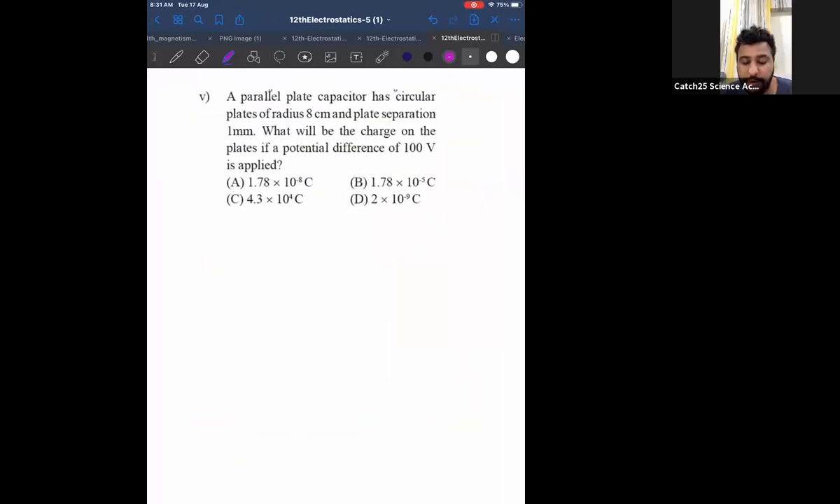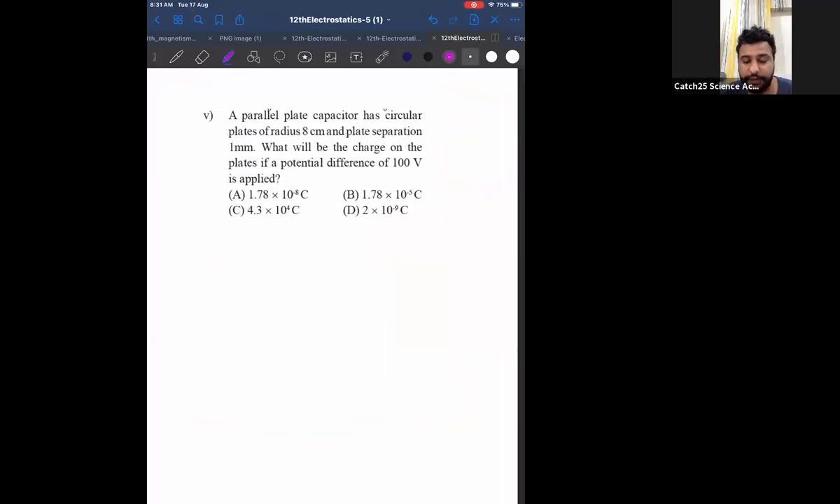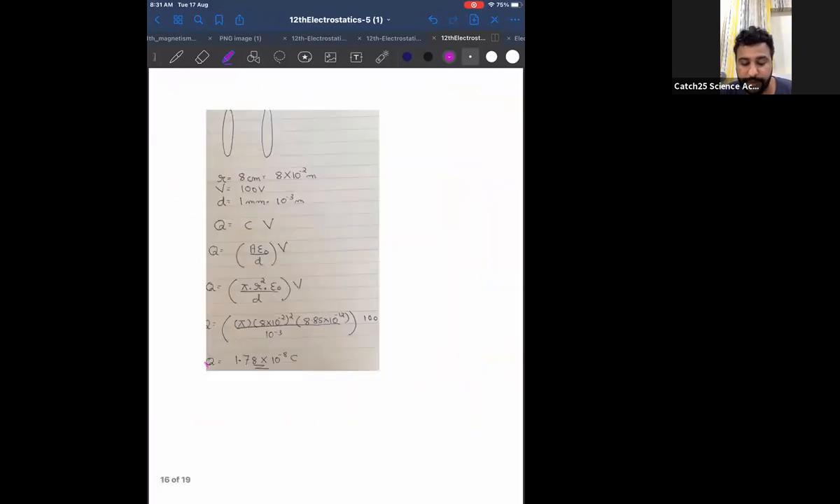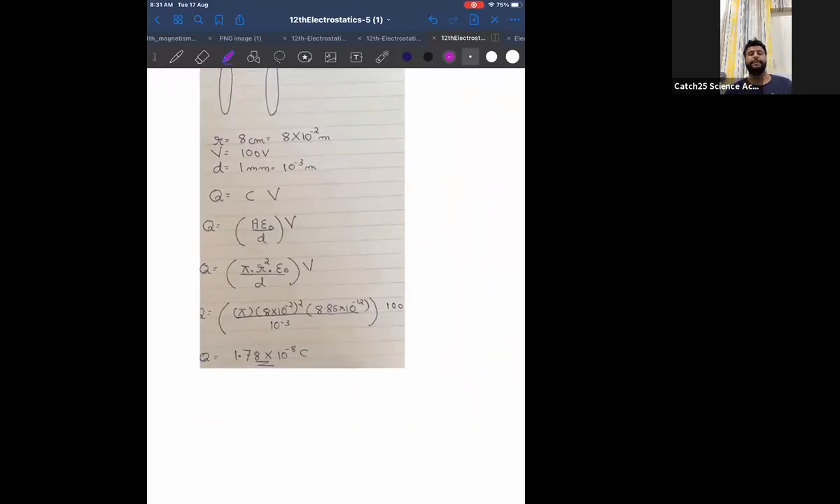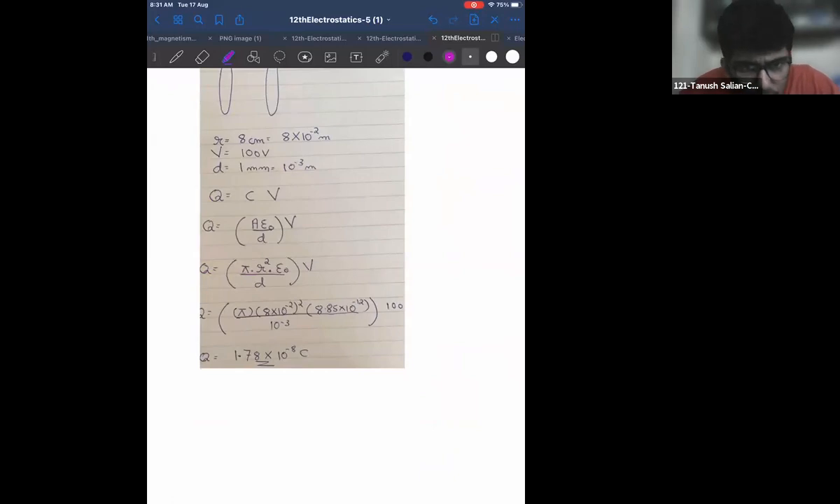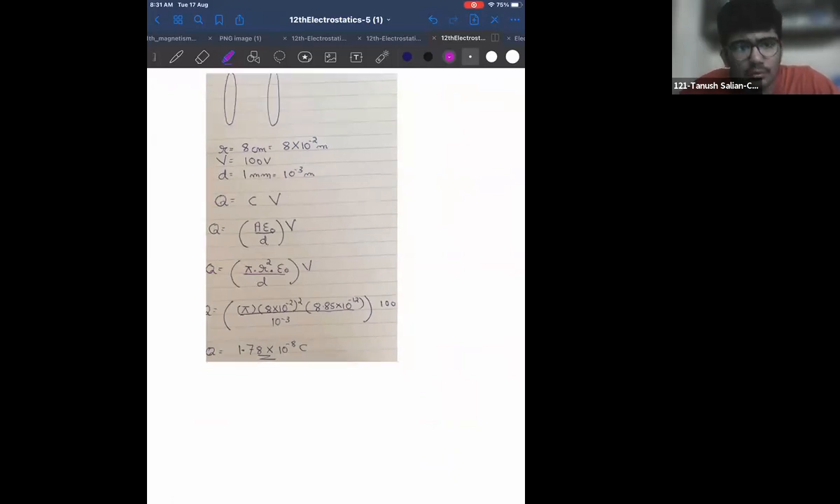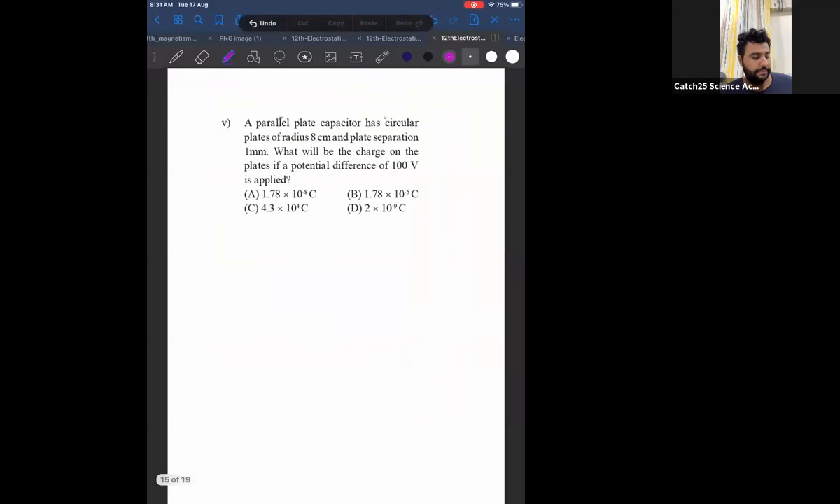This we have done in one of the classes. Check. I think last class itself. Parallel plate capacitor, and we did this. Correct? Check. Yes, sir. So can you show the question? This is the question.